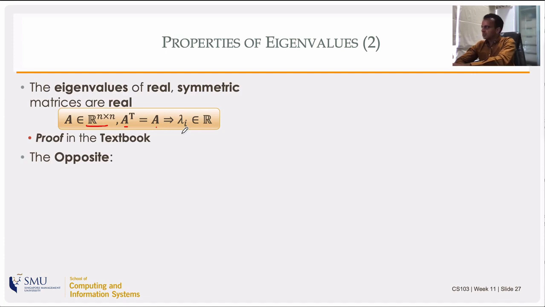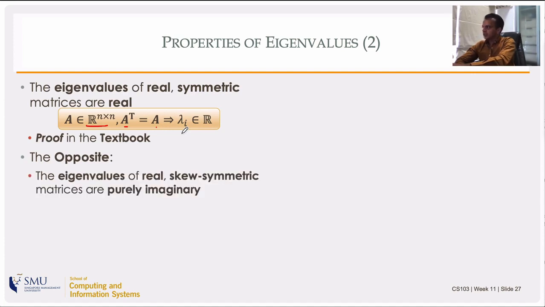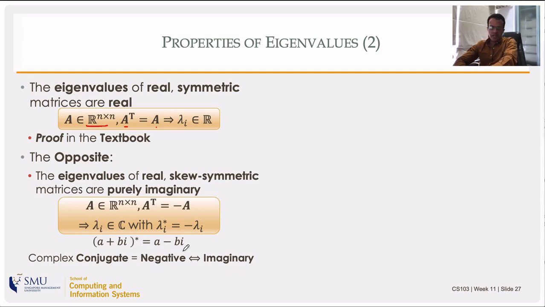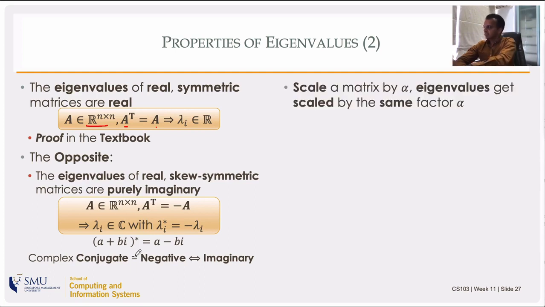The opposite, the converse of this, is also true. The eigenvalues of real skew-symmetric matrices are purely imaginary, which is what we saw for the rotation matrix. So if A transpose is minus A, then lambda i will be such that its complex conjugate is minus the number. Remember, the complex conjugate of a plus bi, obtained by changing the sign of i, is a minus bi. And if the complex conjugate is the negative of the original number, that means it's purely imaginary, as the imaginary part changes sign.